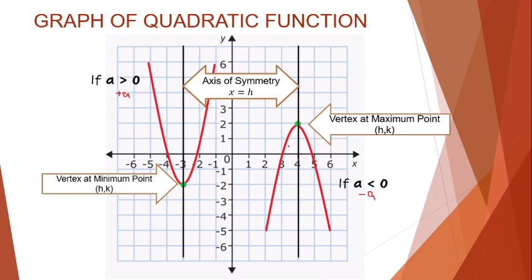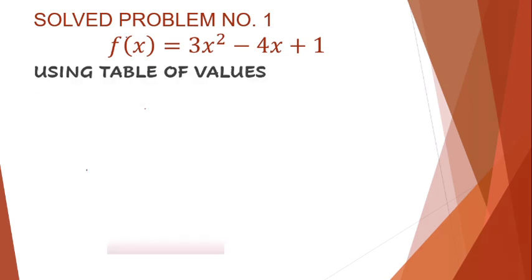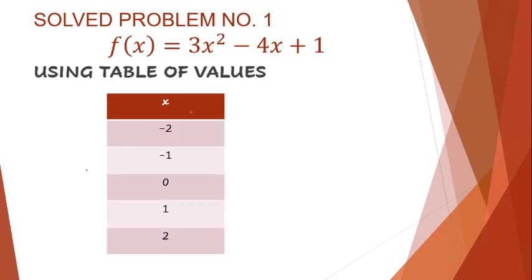So, as you can see, if you're going to analyze, what is the value of x here? 4, di ba? x is equal to 4. Analyze nyo lang dito. And dito naman, negative 3. So, ganun na. Kunwari lang. Kasi, try lang natin. Ngayon, solve problem number 1. Ay, solve natin siya using table of values.